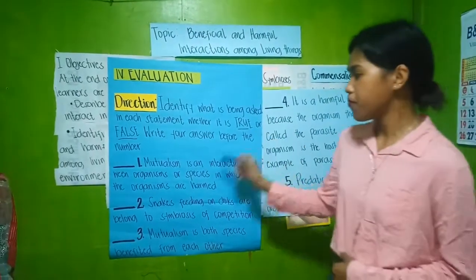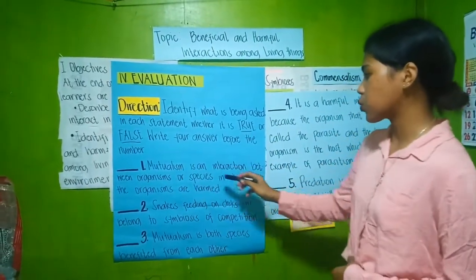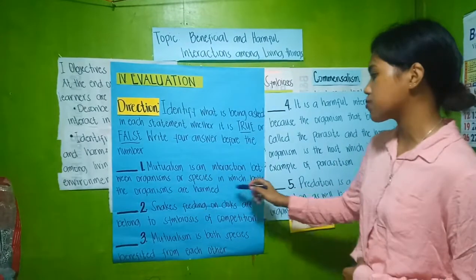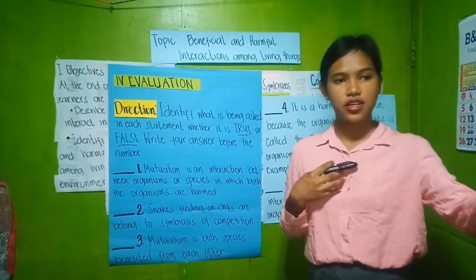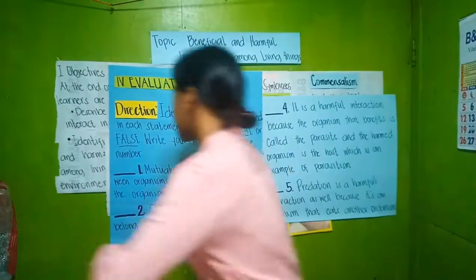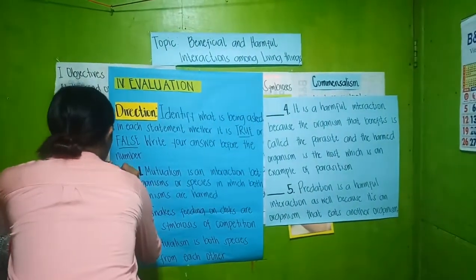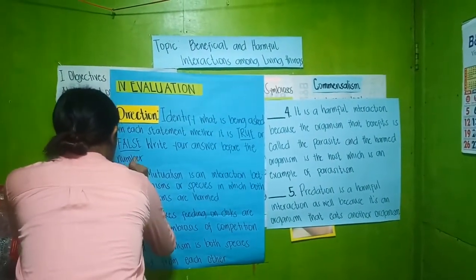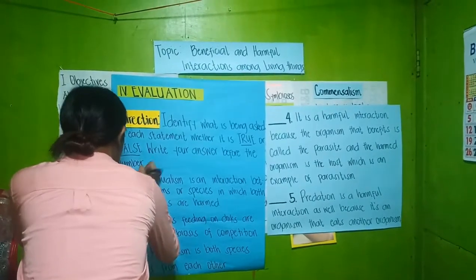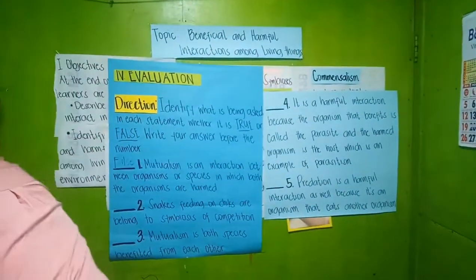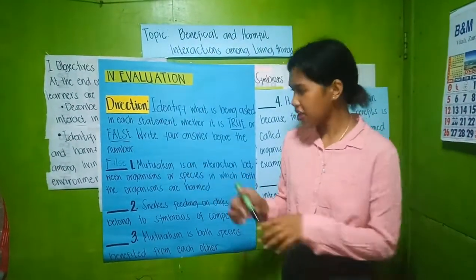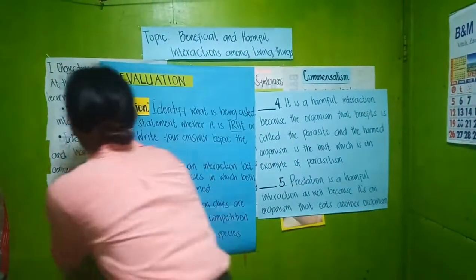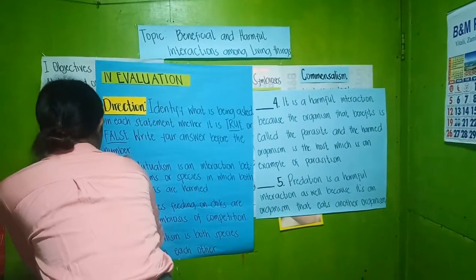Okay, number 1. Mutualism is an interaction between organisms or species in which both the organisms are harmed. Yes, Bea? False. Very good. Number 1 is false. So, who got the correct answer? Very good, students.